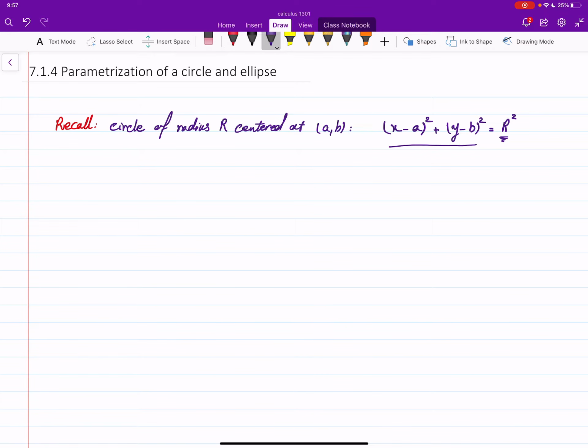But now I want to parameterize this. This is an equation there. So let's just work with the unit circle centered at the origin. In that case, the equation for that one is x squared plus y squared equals 1. You may say, okay, I want to use the idea that we had before, write y as a function of x and set x to be our parameter.